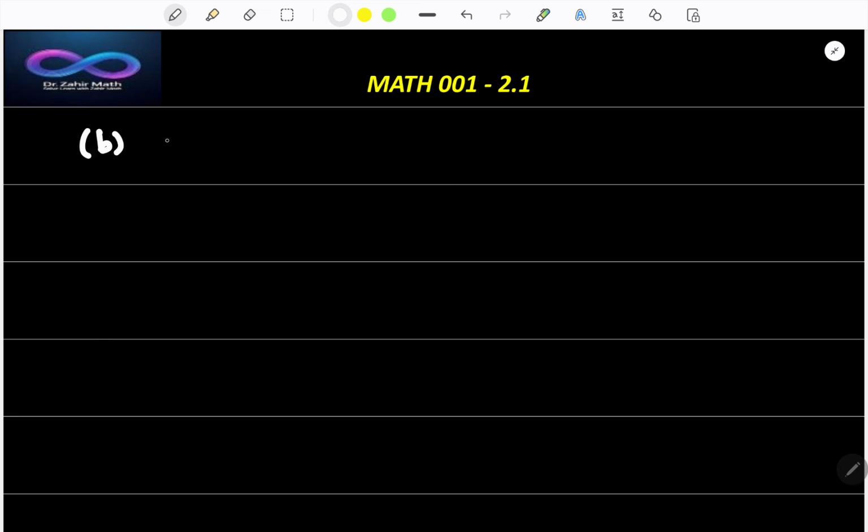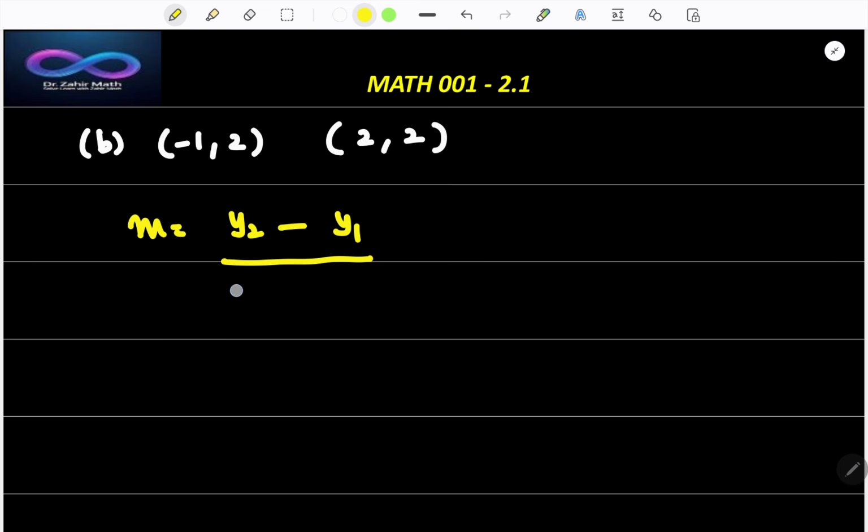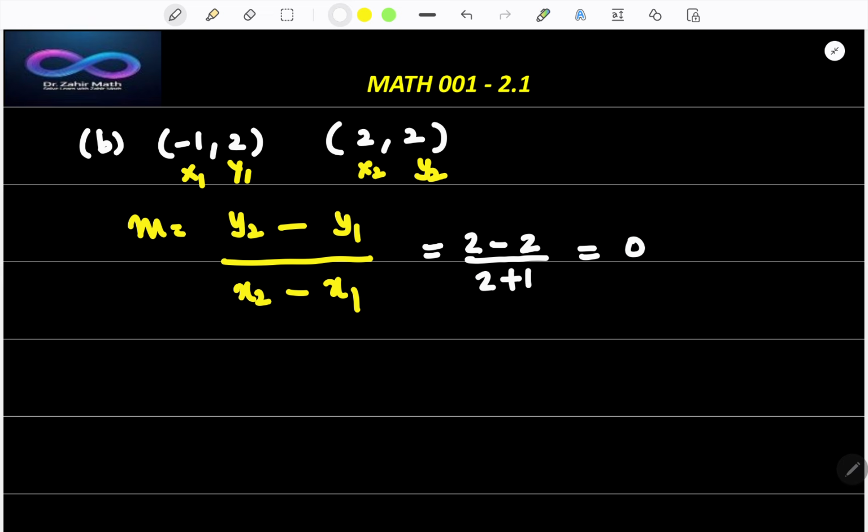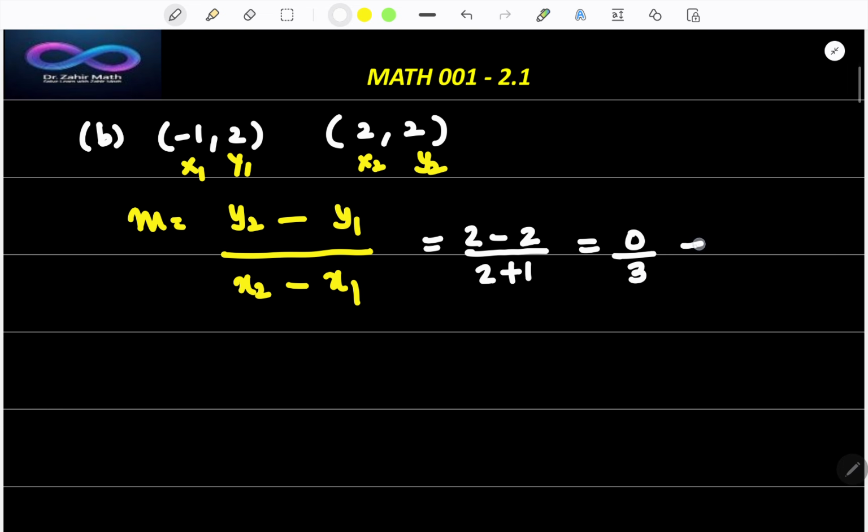The next question, B, is negative 1, 2 and 2, 2. So what's the formula for m? m equals y2 minus y1 divided by x2 minus x1. This is x1, y1 and this is x2, y2. So this equals y2 minus y1, which is 2 minus 2, divided by x2 minus x1, 2 minus of minus 1 is plus 1. 2 minus 2 is 0, divided by 2 plus 1 which is 3. So 0 by 3 is equal to 0. So the slope is equal to 0. Slope can be 0.